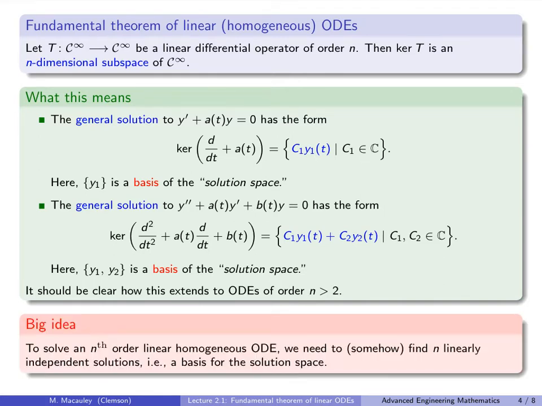Let's summarize what we learned. Here's the big idea. To solve an nth order linear homogeneous ODE, we need to somehow find n linearly independent solutions. If we do that, we'll have a basis for the solution space. In that case, our general solution will be of the form c1 y1 plus ... up to cn yn, where the yi's form our basis.